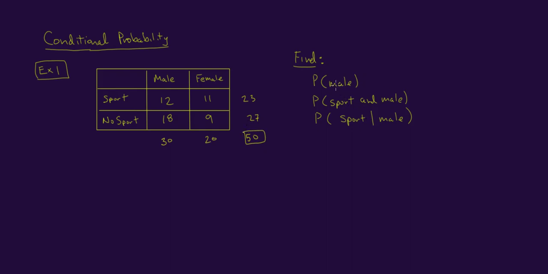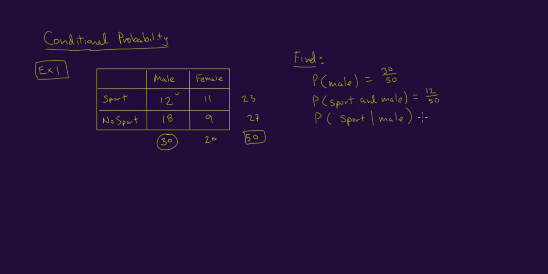So then when we want to find probabilities from this chart, for example, the probability of being a male would be looking at all of the males, which is 30, out of all of the people, which is 50. So the answer there is 30 out of 50, or 3 out of 5, or 60%. On the other hand, if I want to know the probability of playing sports and being male, then I'm only looking at the slot that is talking about males playing sports. That's only 12 still out of the 50.